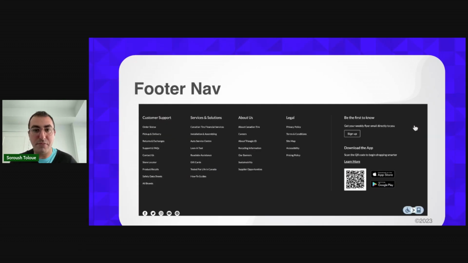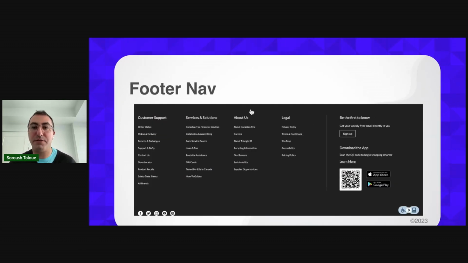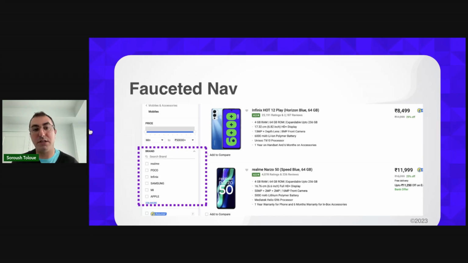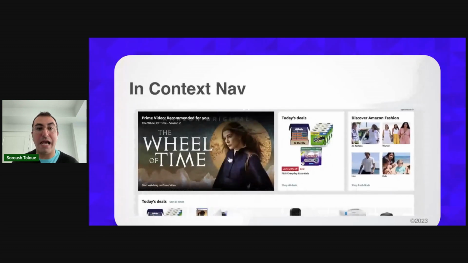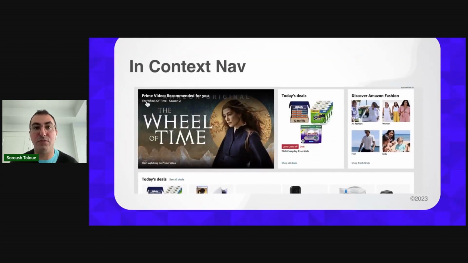So here's an example of a utility nav. They're usually placed on the top right-hand side of every website. Here's an example of a global nav. These are the kind of menu or navigation that shows up in every single page of a website, hence the word global. Footer is usually placed at the bottom of the page. Faceted nav are the kind of nav that show you the different categories and the numbers included in those categories. And in context nav are the kind of navigation that you would see as you're scrolling within the page. They usually involve much more imagery and they're much more contextual. For example, in this case, today's deals.